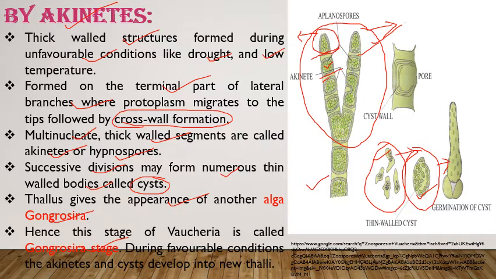जैसे ही conditions normal हो जाएंगी, so इसके अंदर से जो cyst like structures हैं, they develop into the new thalli. So these are the various structures which are formed during asexual reproduction.